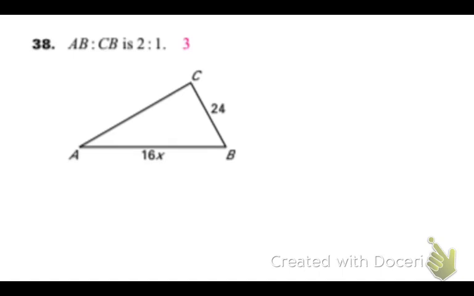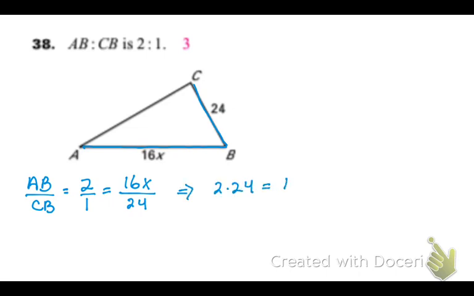Okay, here we've got AB to CB. The ratio is equal to 2 to 1. So AB is here, that's 16x. CB is equal to 24. So we're going to cross multiply. 2 times 24 is equal to 16x times 1. 2 times 24 is 48, equal to 16x. Divide both sides by 16. x is equal to 3.